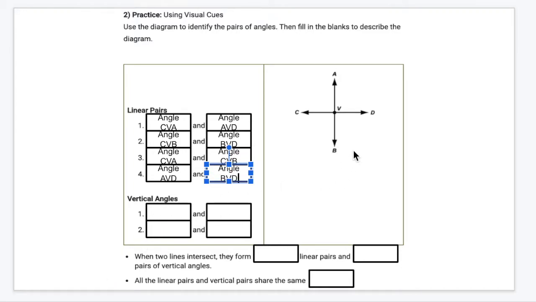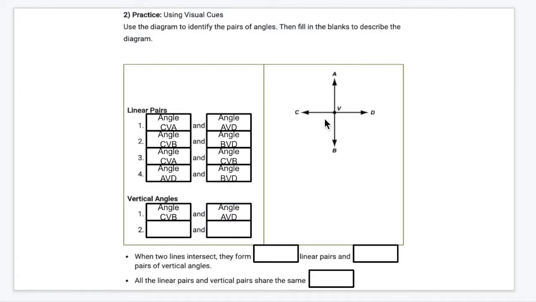Okay. Now when I'm trying to identify my vertical angle pairs, I want to look at my intersecting lines. So my intersecting lines are CD and AB. And then I want to choose just one angle. So let's say that I'm choosing angle CVB. My vertical angle is going to be whatever angle is opposite to angle CVB. When I look at these two intersecting lines, the angle opposite to angle CVB is going to be angle AVD.